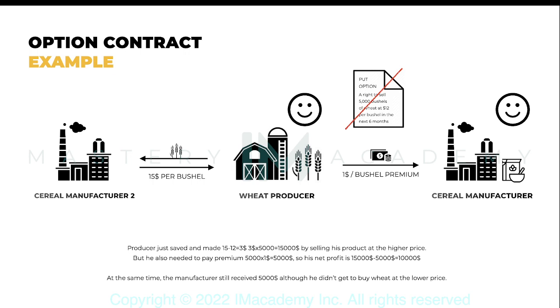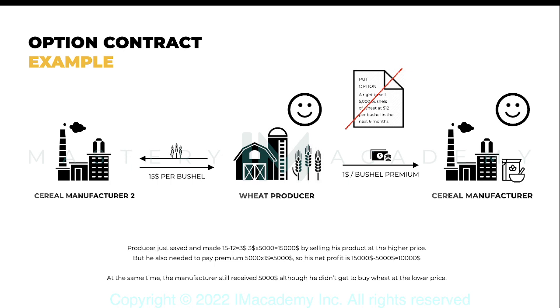At the same time, the manufacturer still received a $5,000 profit, although he didn't get to buy wheat at a lower price. So this is why the cereal manufacturer still signed the contract, although they have an option that at the maturity date they will not get the product. In this case, the wheat producer is happy because they were able to sell their products for the higher market price, and the cereal manufacturer is still happy because they received a $5,000 profit, although they didn't get to buy the product at a lower potential price.